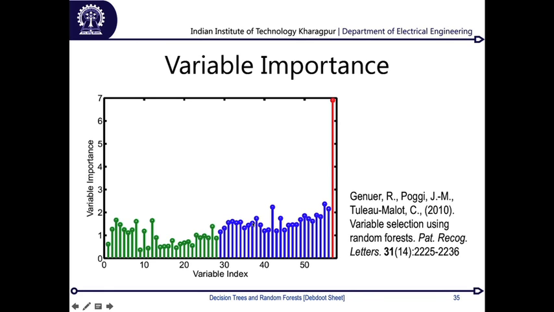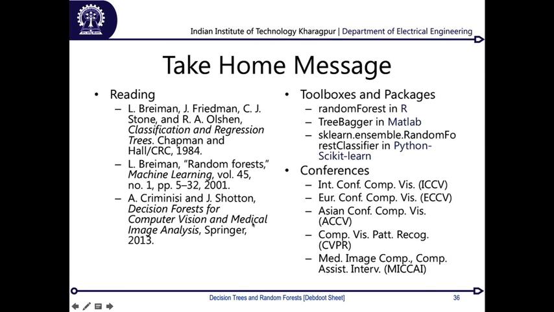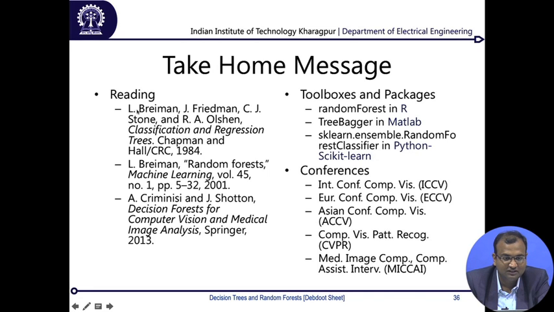From there I come to a conclusion, and as a take home message I can point you to particular books you can read. There are 3 books which I would suggest. For classification and regression trees, there is the seminal book by Breiman, Friedman, Olshen and Stone. You can also read about random forest from the first seminal paper which appeared in the journal Machine Learning in 2001, a very precise narrative. And most of the contents for today's presentation have been borrowed from the book by Criminisi and Shotton, from Springer.